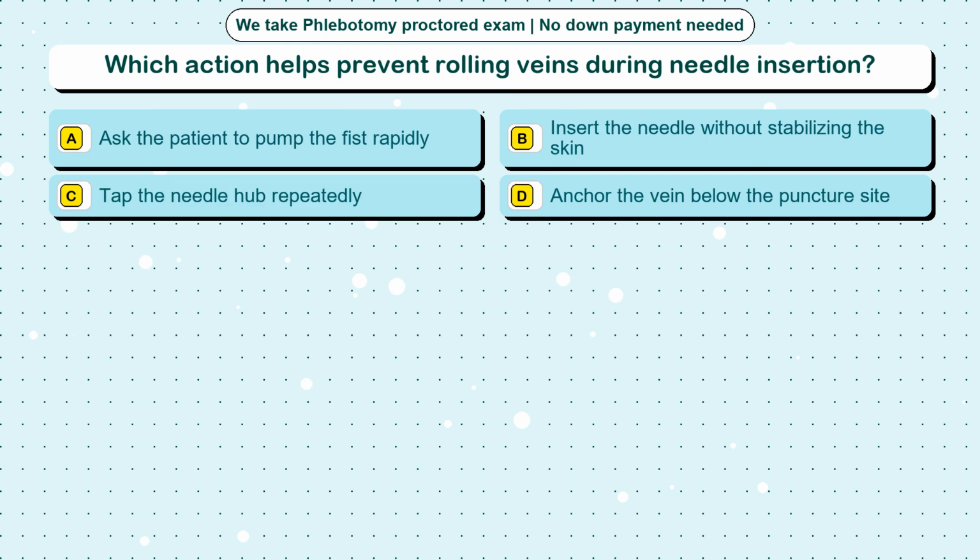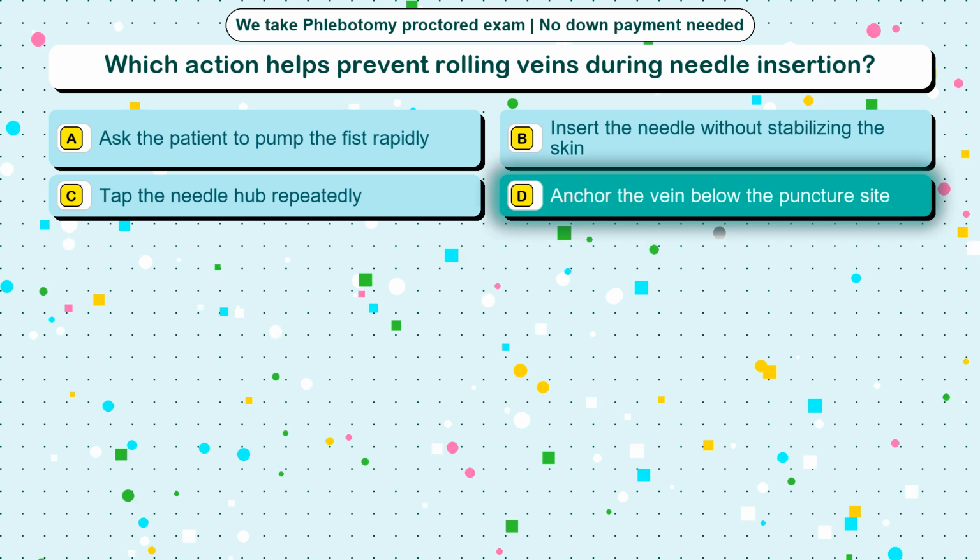Question 48. Which action helps prevent rolling veins during needle insertion? Option A. Ask the patient to pump the fist rapidly. Option B. Insert the needle without stabilizing the skin. Option C. Tap the needle hub repeatedly. Option D. Anchor the vein below the puncture site.